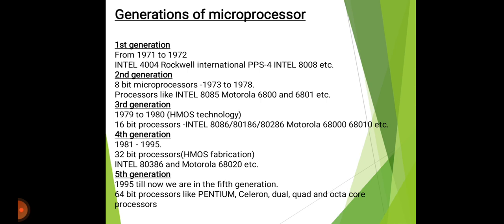Fourth generation is from 1981 to 1995, and 32-bit processors are used in this generation using HMOS fabrication. I already told you that HMOS is a high metal oxide semiconductor technology. The examples of fourth generation are Intel 80386 and Motorola 68020, etc.